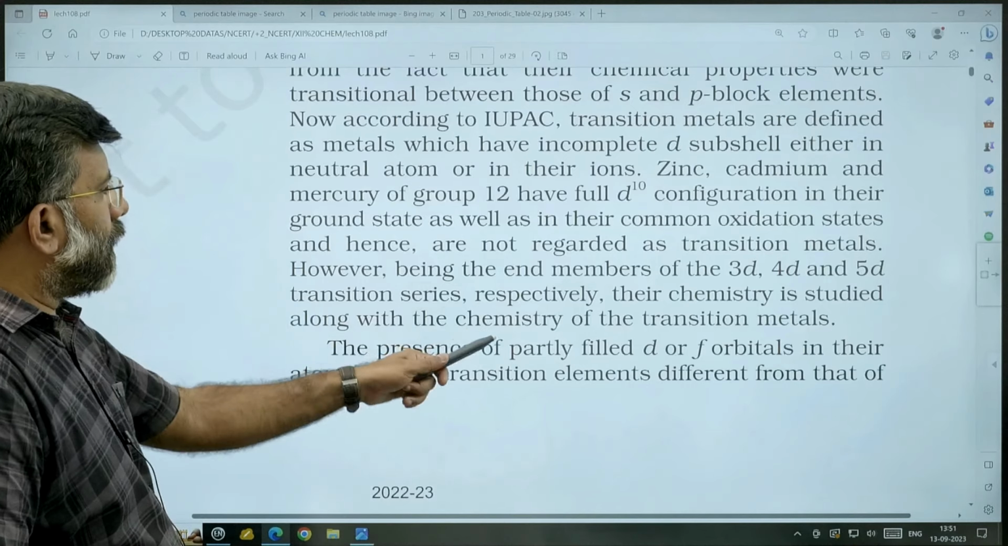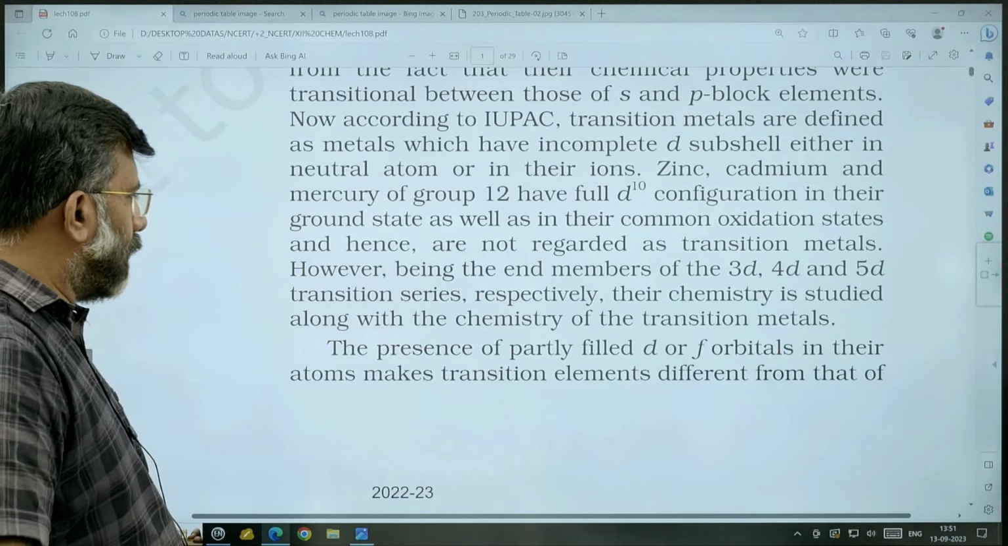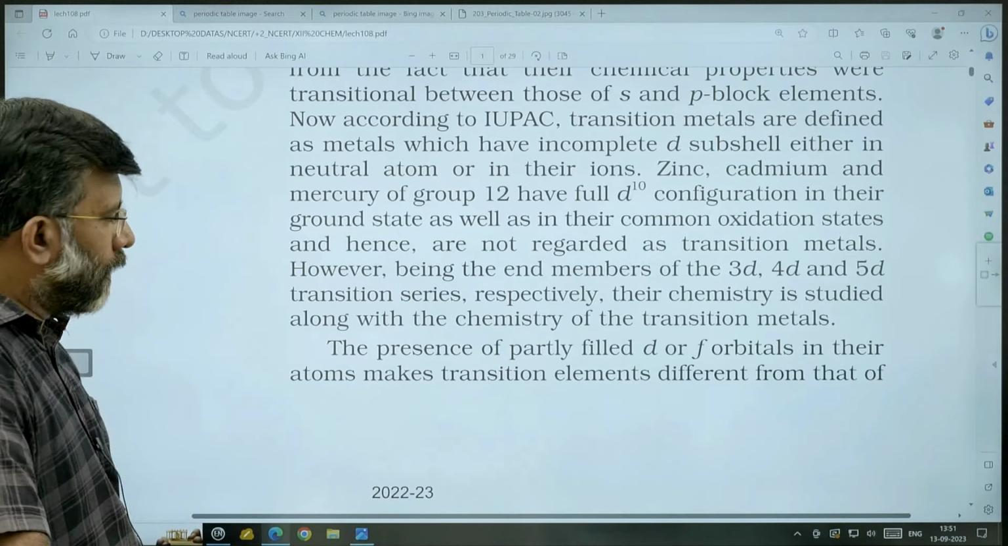However, being the end members, they are put along with the transition metals, along with the d block elements.